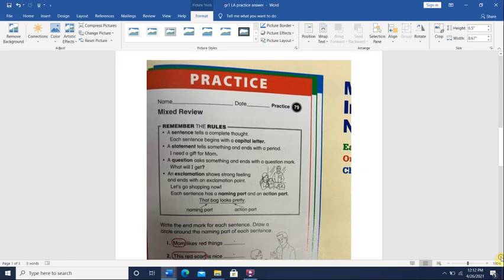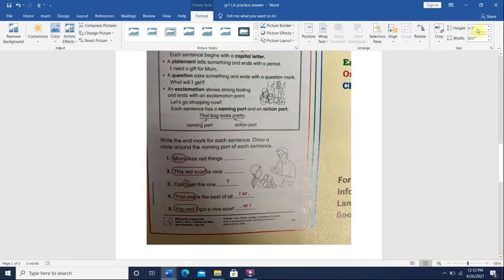Let's start practicing like we did in the first video. It says write the correct end mark for each sentence and draw a circle around the naming part of each sentence. So we will write the end mark for each sentence, which is a period, exclamation, or question mark, and then we will circle the subject. I'm sorry, I'm a bit sick. Okay, number one, Mom likes red things.